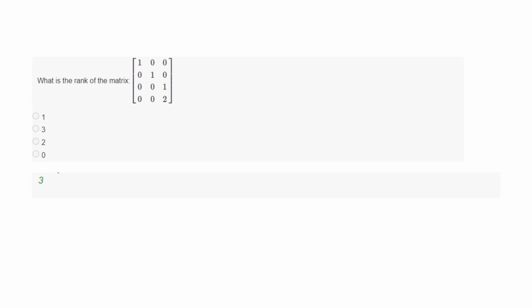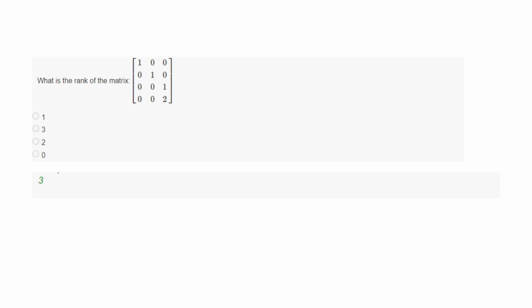So how do you define the rank of a matrix? The rank of a matrix is basically the number of linearly independent columns of a matrix. So in this matrix, are all the three columns independent? Yes. Why? Because you cannot make one column by linearly combining the other two. So you cannot make the middle column by linearly combining the first and the third. Similarly, you cannot make the third column by combining the first and the second. Similarly, you cannot make the first column by combining the second and the third.